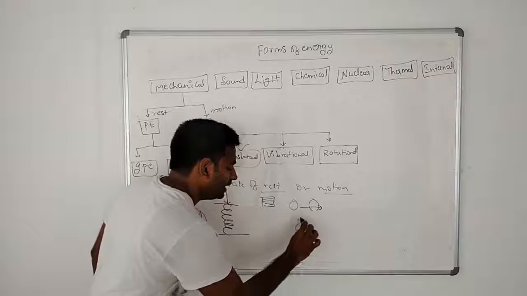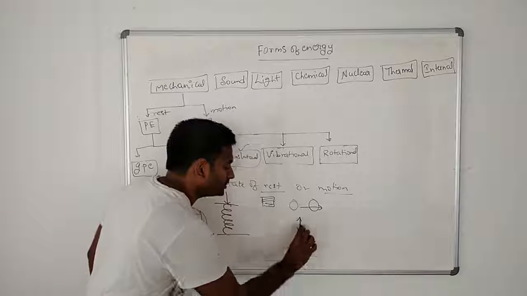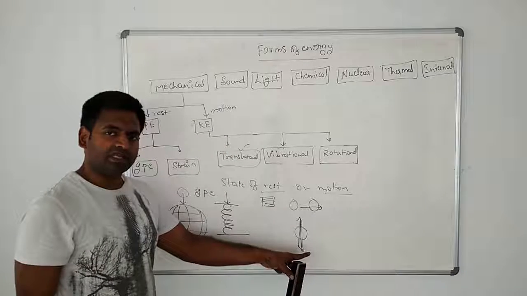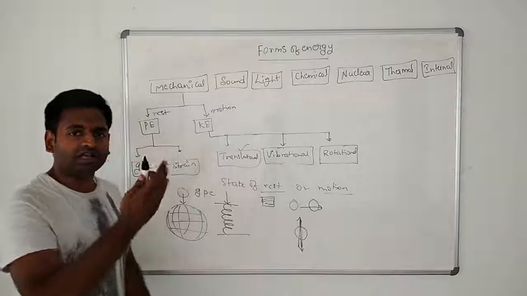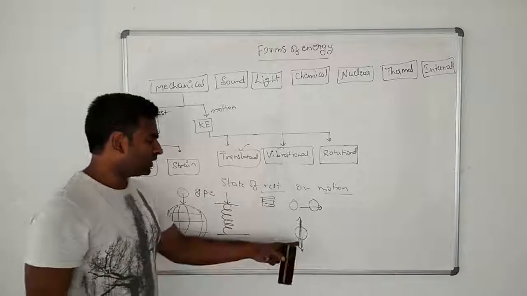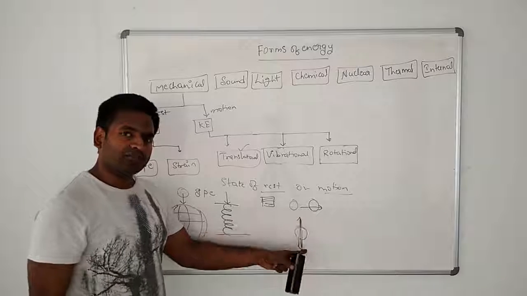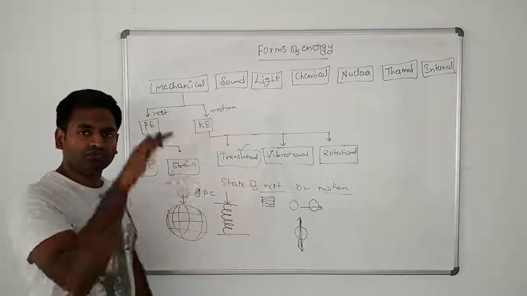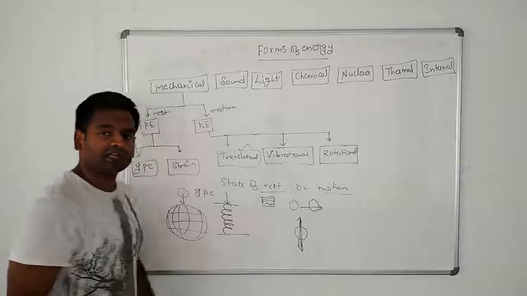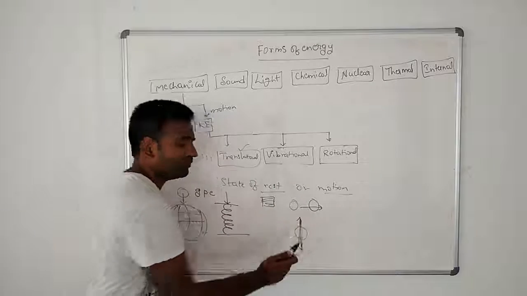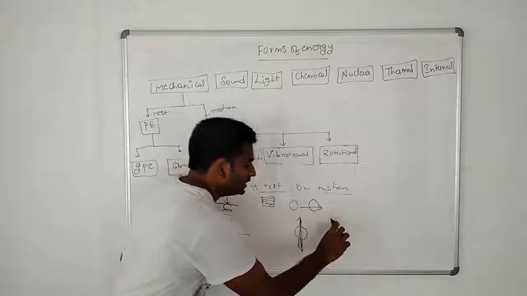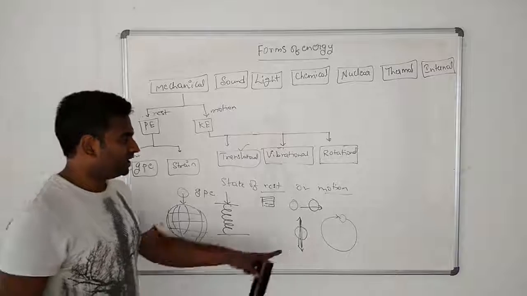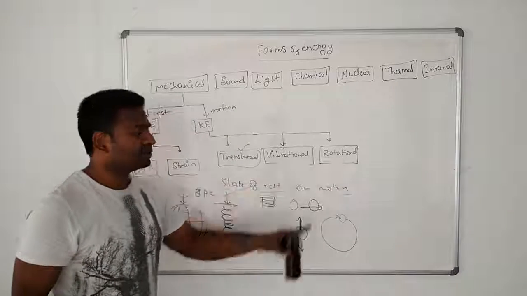Let's take the same body. Instead of translating, it is vibrating about this position. Does it have energy? Yes, it has energy. If you put anything in its way, it will hit that, which means it does work. But what kind of motion is this? Is it translational? No, it is vibrational, to and fro, back and forth. So the kinetic energy possessed by vibration is called vibrational kinetic energy. If the body is rotating in a circular motion, then the kinetic energy possessed by it is called rotational kinetic energy.